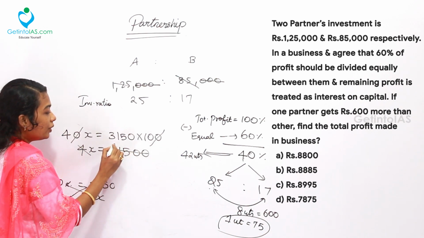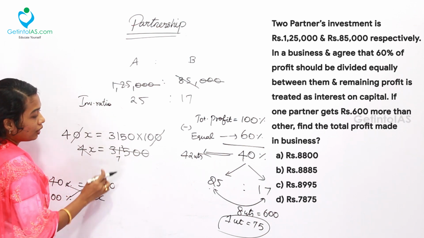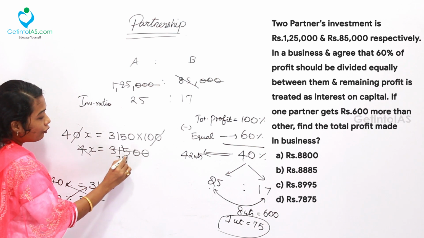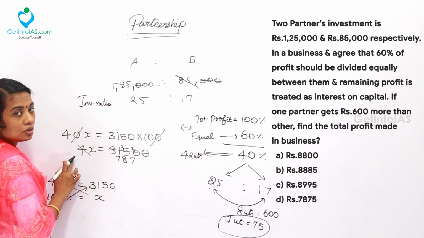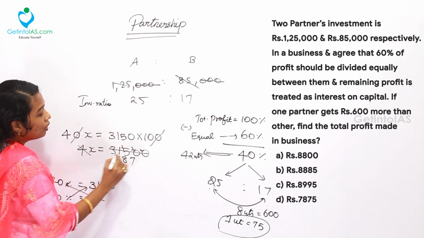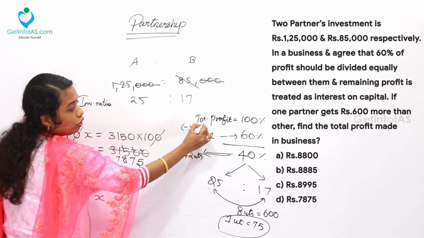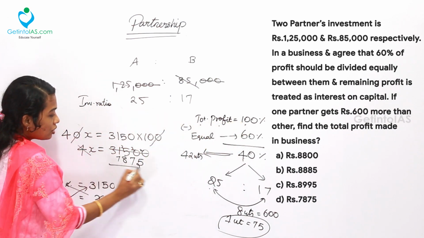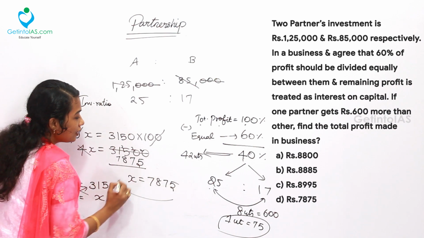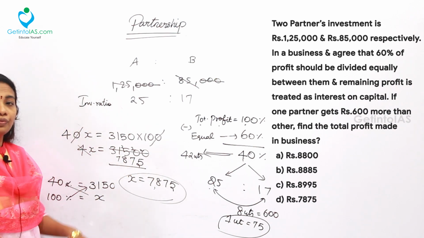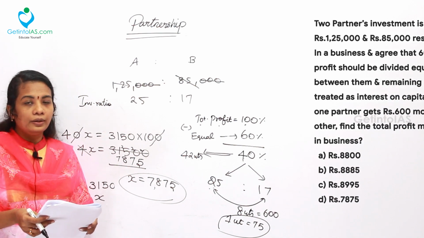So how many times? 7 times 4 is 28, carry over 3. Out of 35, 8 times 4 is 32, carry over 3. Again 7 times 4 is 28, carry over 2 here. Then 5. So what is the value for X? Total profit is 100%, which is said to be rupees 7,875. So the correct answer for the total profit is given in option D.